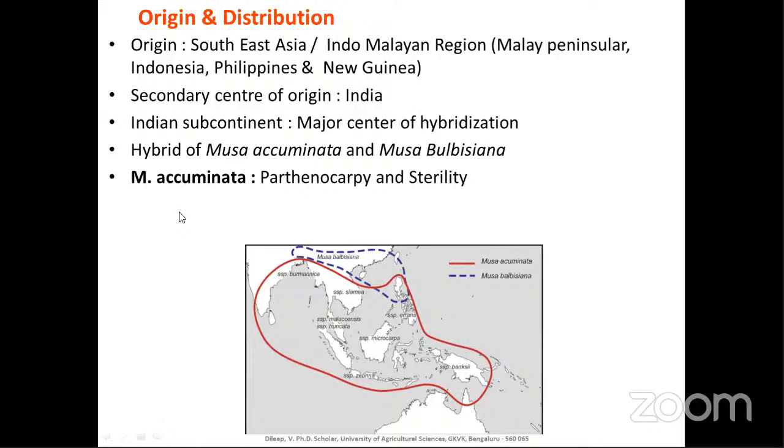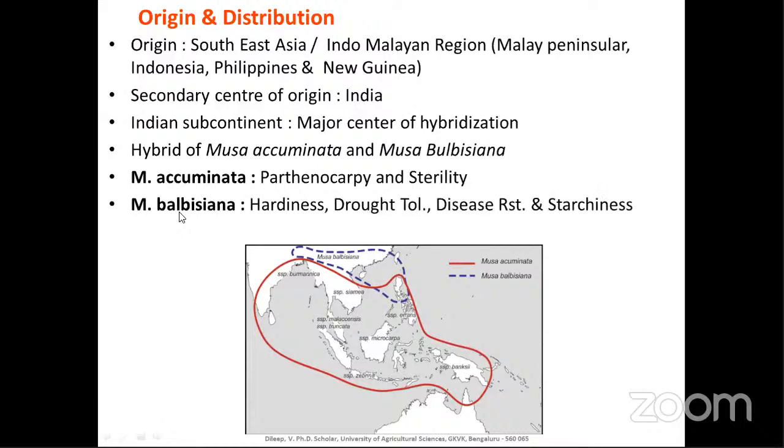What are the characters that Musa paradisiaca has inherited from acuminata and balbisiana? The parthenocarpic characters and sterility characters have been taken from the parent Musa acuminata, and the hardiness, drought tolerance, disease resistance, and starch, that is, the quality parameters, have been taken from Musa balbisiana. So please note it down: Musa acuminata, parthenocarpic and sterility characters; balbisiana, hardiness, drought tolerance, disease resistance, and also starchiness. The secondary center of diversity includes East and West Africa.